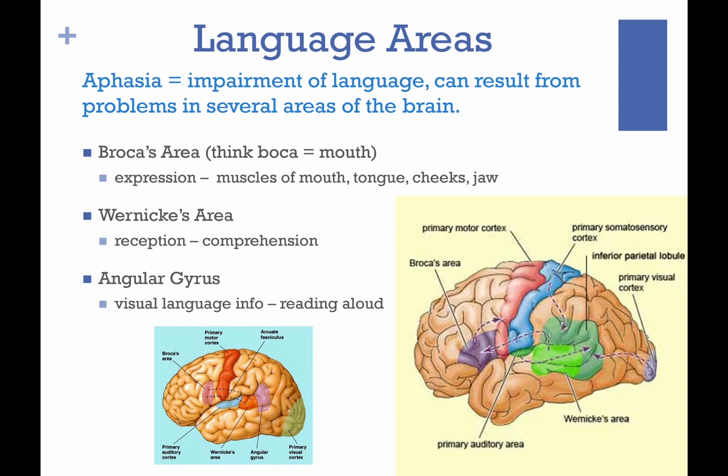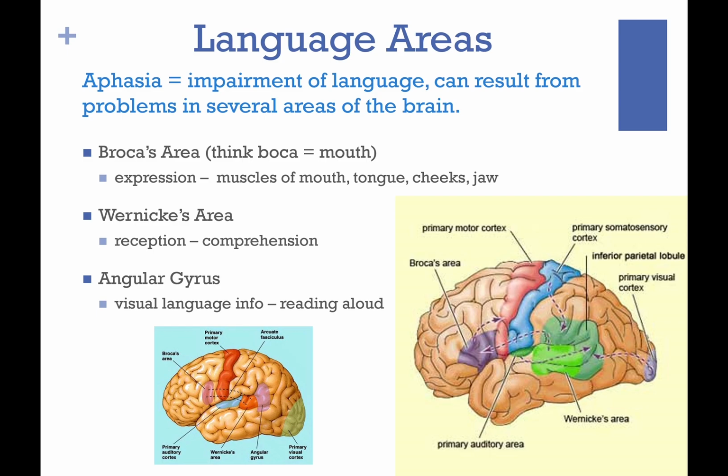So if you have damage to Broca's area, you can still understand and comprehend and probably even write and draw what it is you were trying to communicate, but you'd have a difficult time trying to express it. So aphasia is sometimes known as Broca's aphasia. It's not a comprehension problem, it's an expression problem.